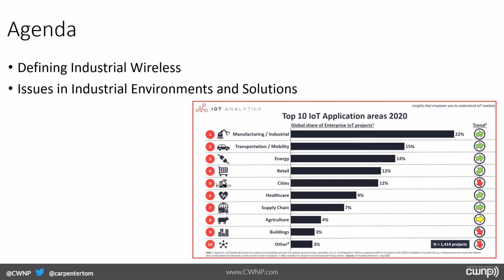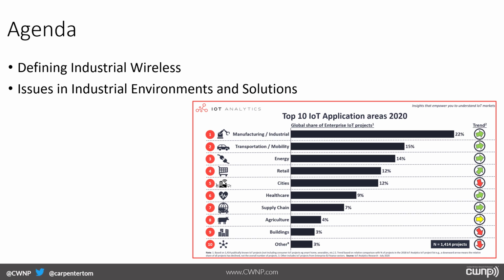Why does this matter? It's interesting, IoT Analytics reported the top 10 IoT application areas for 2020, and this was released actually in July. What they found was that manufacturing industrial was at the top, and it's on an upward trend. So of the respondents out of 1,414 different IoT projects, 22% of them were manufacturing and industrial, 15% transportation mobility, 14% energy, 12% retail, cities, 9% healthcare, and so forth.